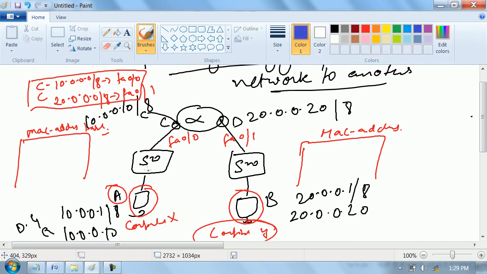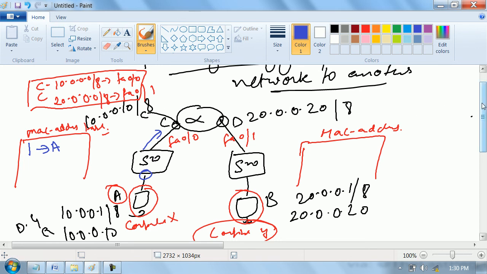This interface of the switch will receive this ARP. Agree or not? Port number 1 will be marked with MAC address A. Agree or not? Now switch will check which address? Destination MAC address. Destination MAC address is all F. All F means broadcast. Switch will send it to the router. Now router will receive it. Router will check: my interface IP is 10.0.0.10. This ARP is also generated for which interface IP? 10.0.0.10. It means I have to reply.